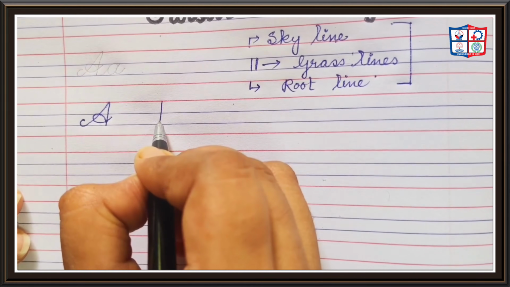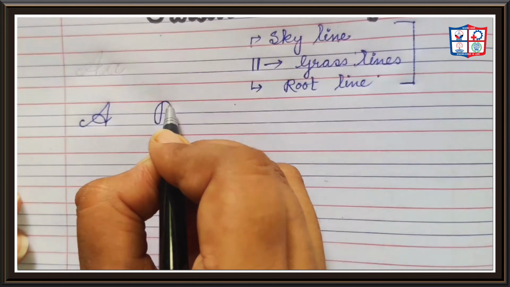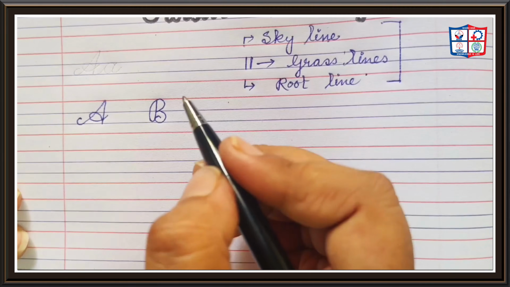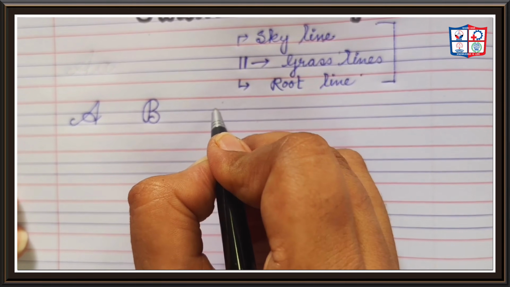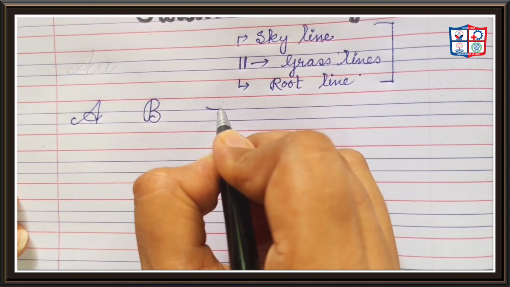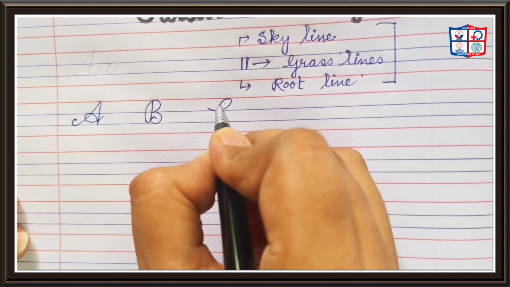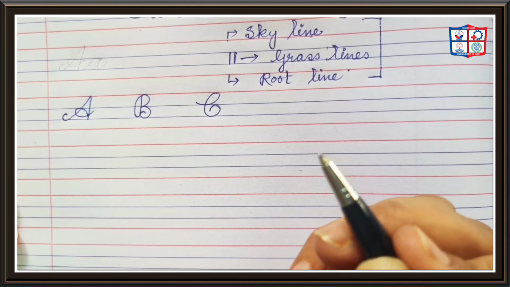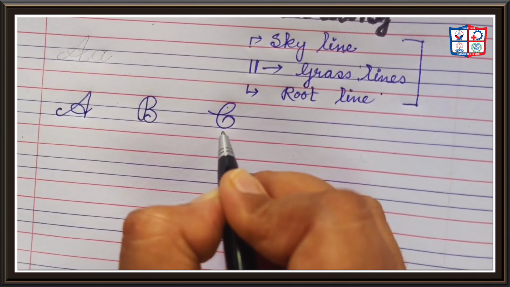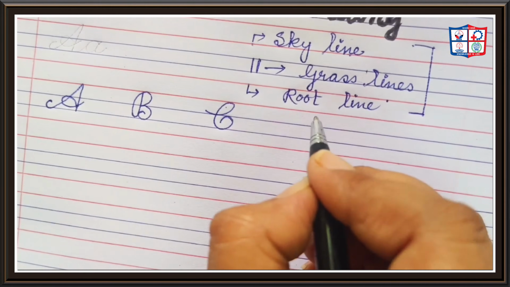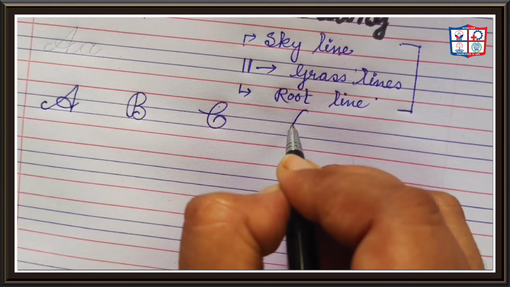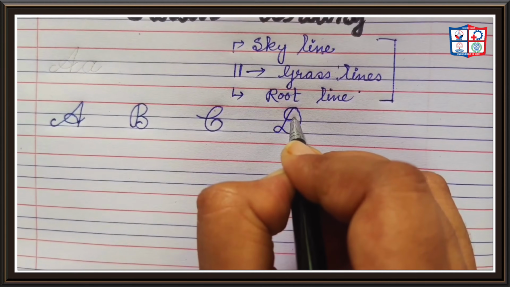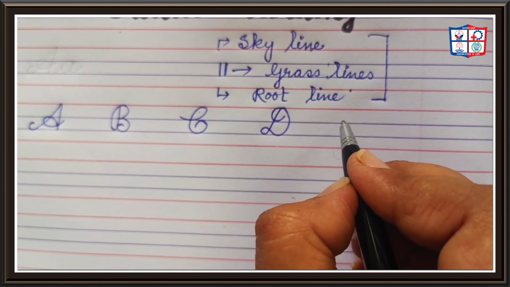Then capital B, it will start from the skyline, we will turn it and finish it in the grass lines. Capital B. Capital C, we have to take a loop from the first of the grass line, then touch the skyline and make a little curve and finish it within the grass line. So that is capital C. Now D, it will start from the skyline, touch the grass lines, make a little curve and then it is completed. It is capital D.